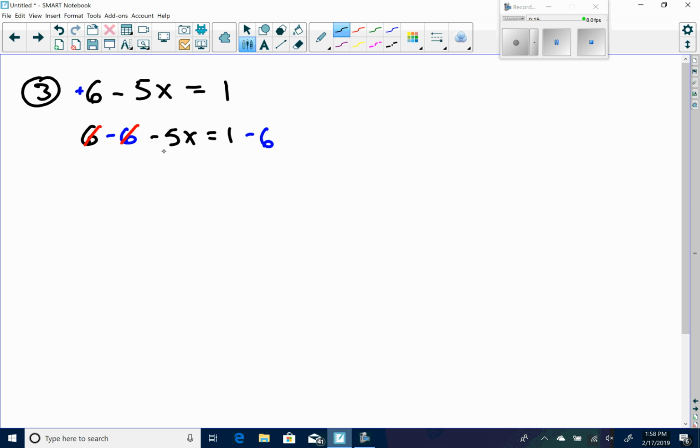The next very important part here is that we still have a negative 5x. We don't want to lose that minus sign. And then over here, a 1. I have 1 and I owe 6, so I would owe 5. Next, I would like to get rid of this negative 5 being multiplied by the x. I'm going to divide each side by negative 5. And x is going to equal, because these negative 5's divide out, and over here on the right side, a negative divided by a negative is a positive, 5 divided by 5 is 1.